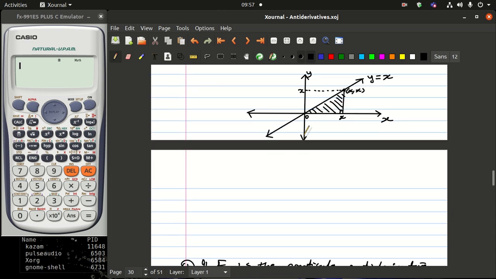Let's go back to this triangle here. What is the area of a triangle?